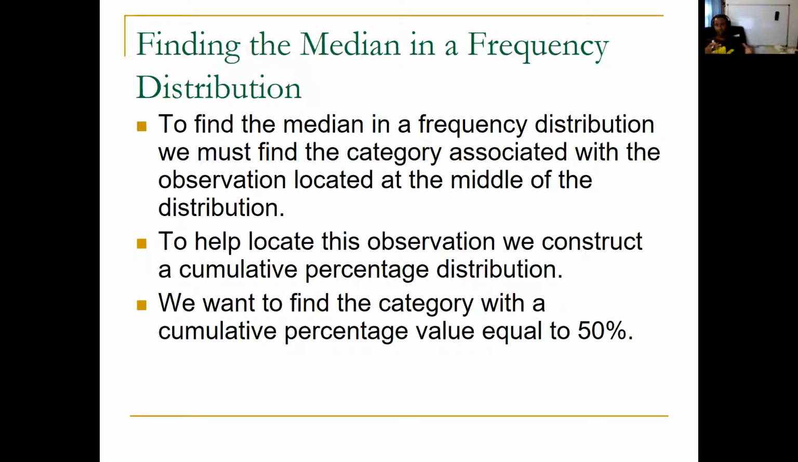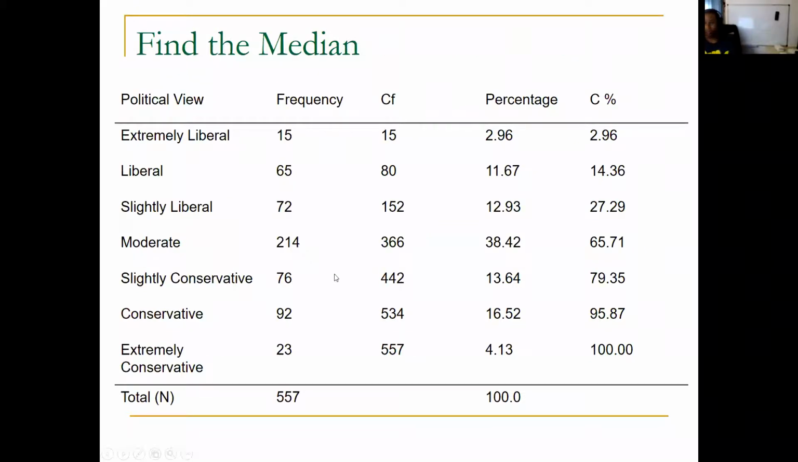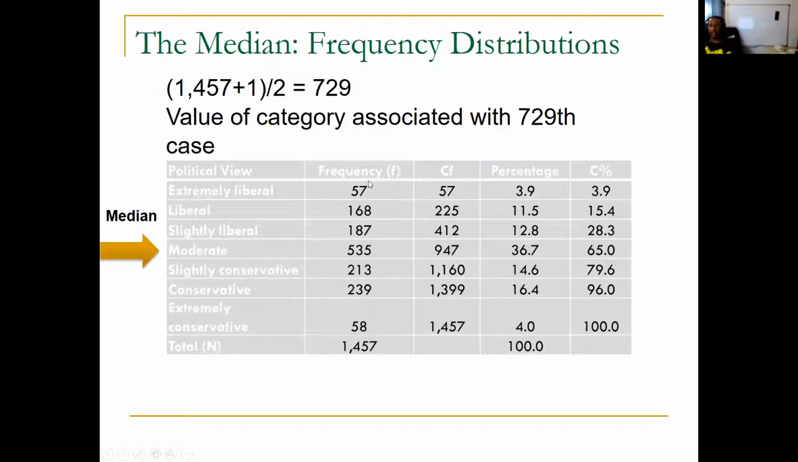Now, we talked about how to calculate a cumulative frequency and a cumulative percentage distribution in chapter 2, right? You take the frequency from the first category, add it to the next, then keep on adding it up to the point where in the cumulative frequency you get all the frequencies. So let's just say that we're looking at political views here. After the poll, 1,457 people answered, and 57 said they're extremely liberal, 168 said they're liberal, 187 said they're slightly liberal, and so on.